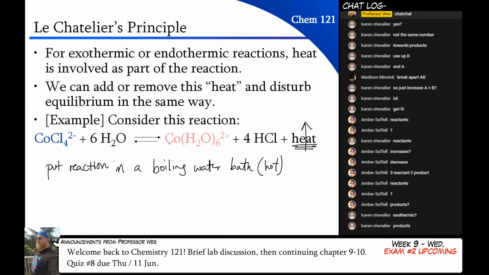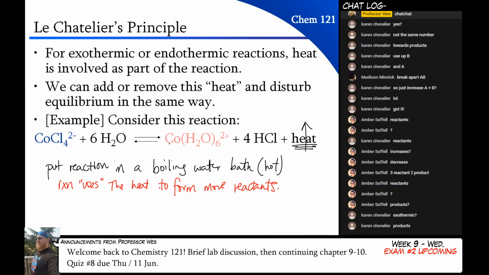So if I add excess heat to the reaction, then what happens is the reaction uses the heat to form more reactants. And so the reaction would shift towards the left, towards reactants.